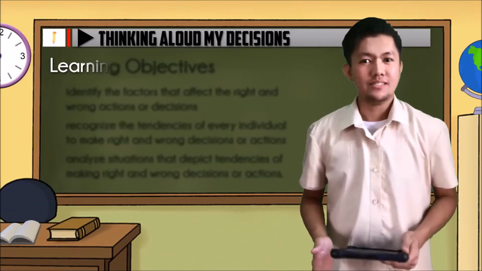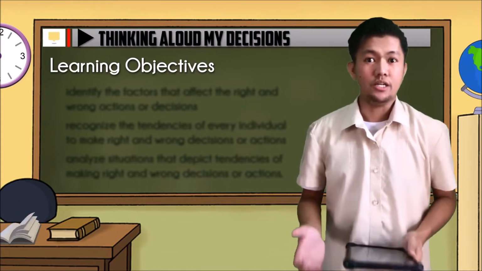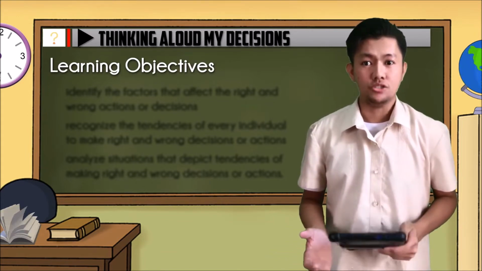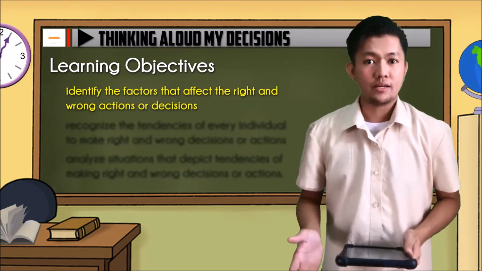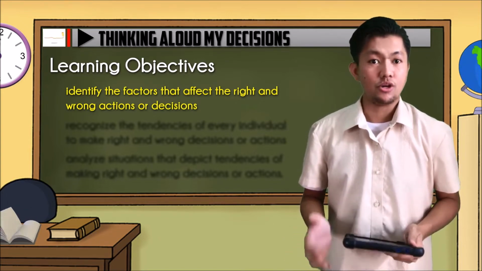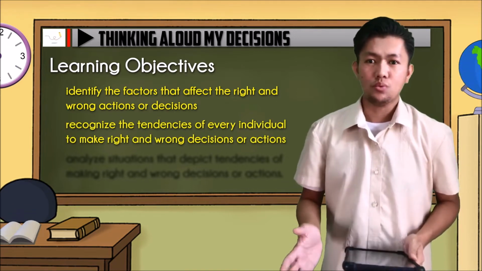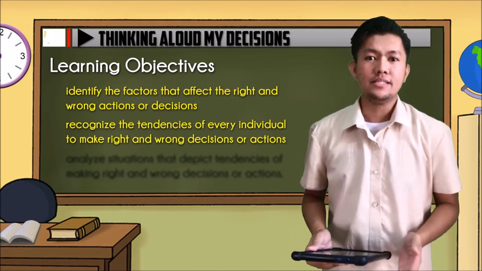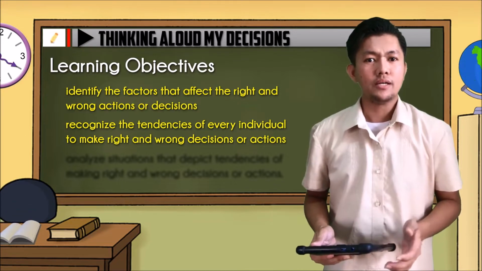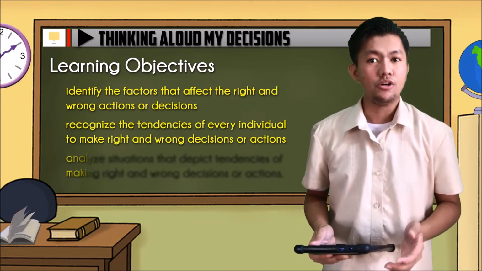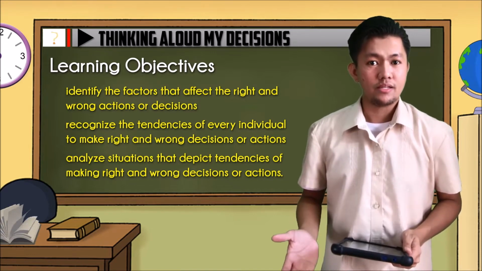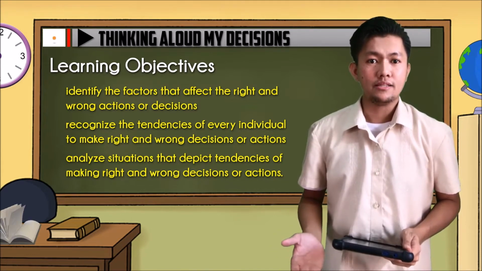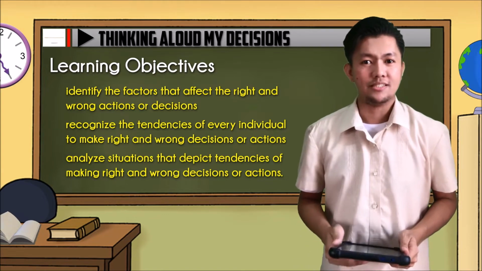Thinking aloud my decisions. The following are the learning objectives for this module. Number 1 is to identify the factors that affect the right and wrong actions or decisions. Number 2 is to recognize the tendency of every individual to make right and wrong decisions or actions. And last is to analyze situations that depict tendency of making right and wrong decisions or actions.